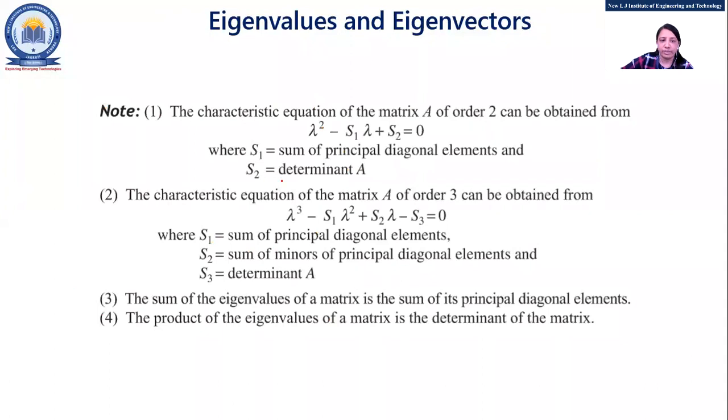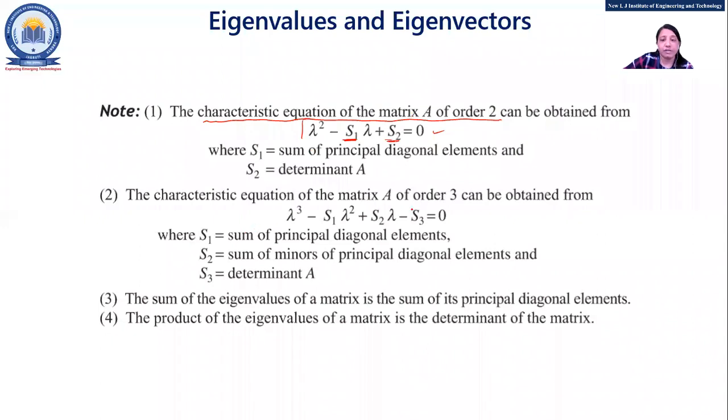For an order 2 matrix, you need to remember the characteristic equation directly. It is lambda square minus S1 lambda plus S2 equal to 0, where S1 is the sum of the principal diagonal elements of A, that means the given matrix, and S2 is the determinant of A. So this equation you can directly use for a 2 by 2 matrix.